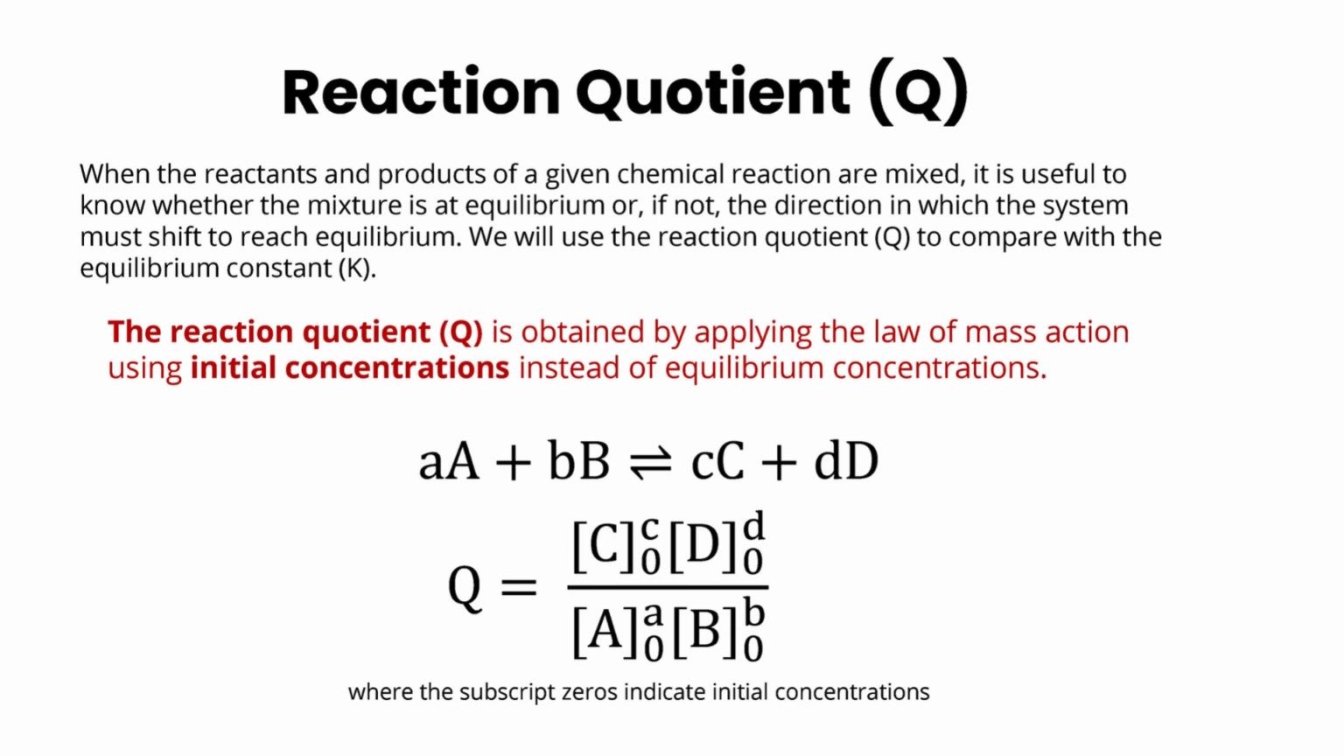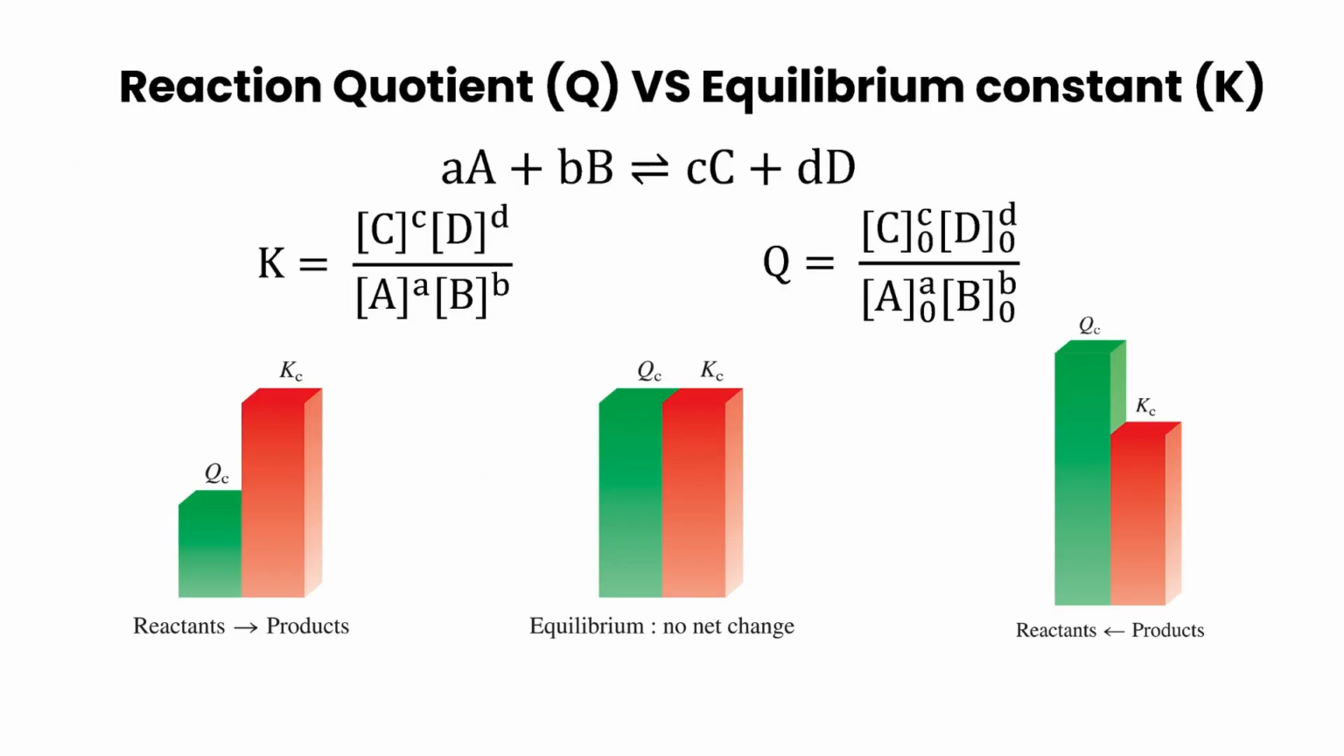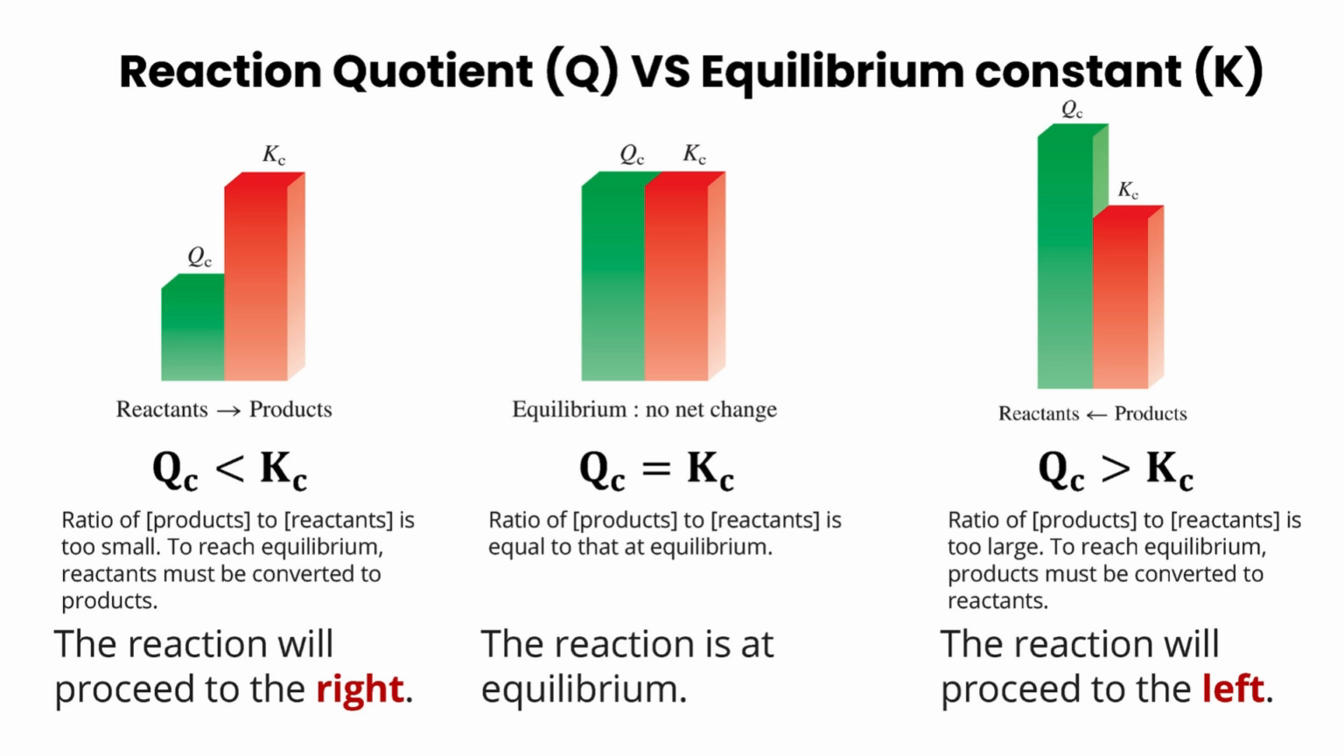It tells you everything. If your calculated Q is less than the known K value, Q < K, it means your current ratio of products to reactants is too low. You don't have enough products yet. So the reaction needs to shift to the right, make more products to reach equilibrium.